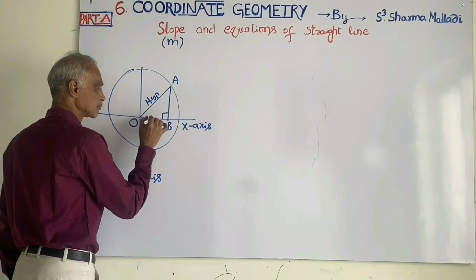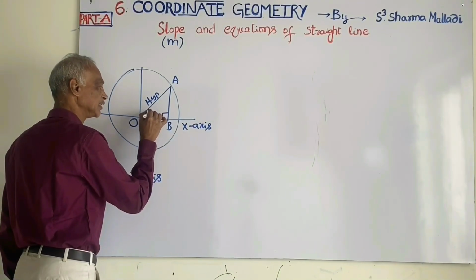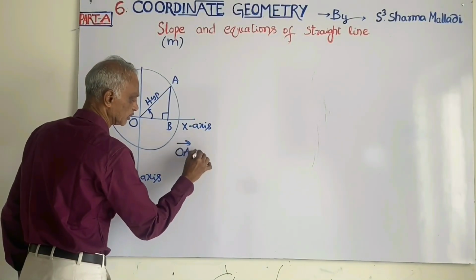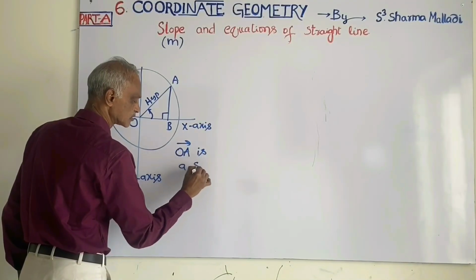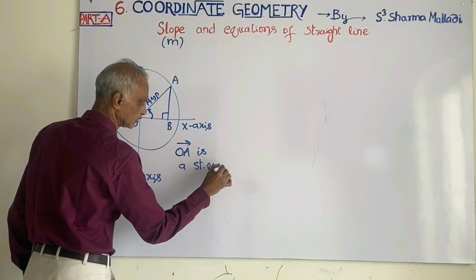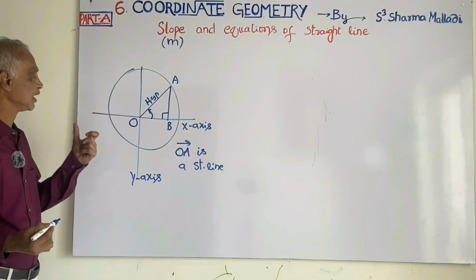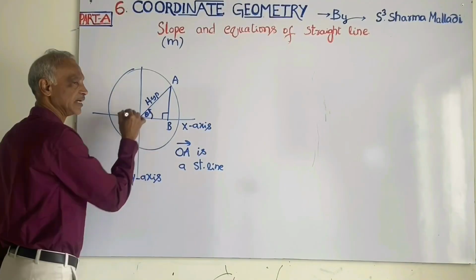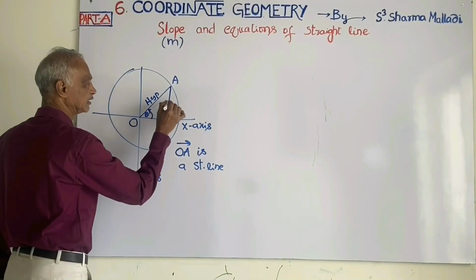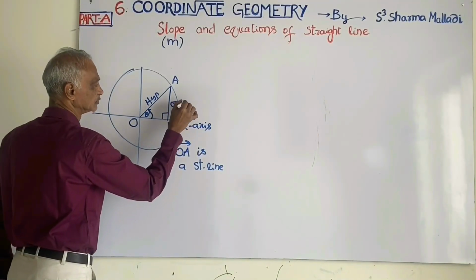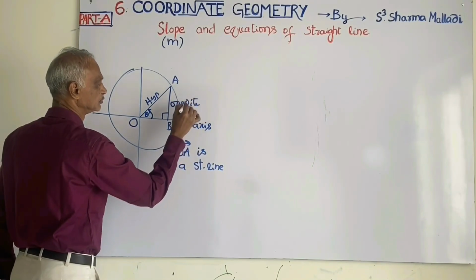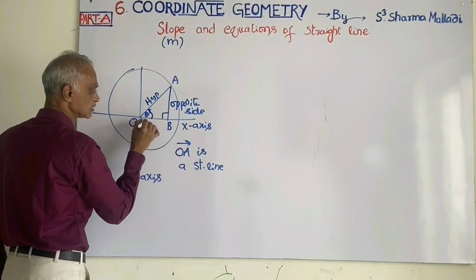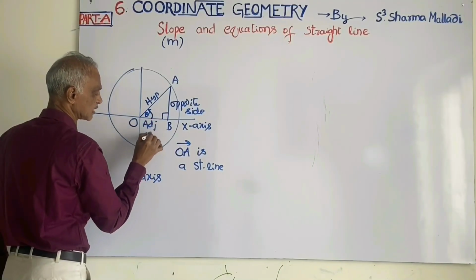Now, the angle made by the line, OA, is a straight line. This straight line is making an angle theta with the positive direction of the x-axis in the anti-clockwise direction. Opposite to theta is the opposite side. Adjacent to theta is the adjacent side.